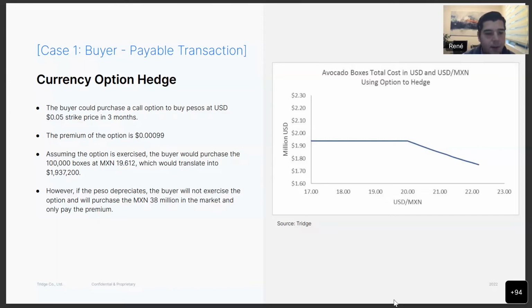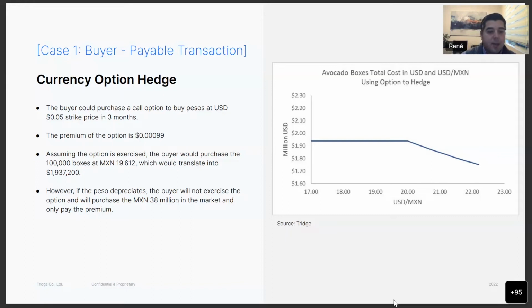Assume our buyer purchases a call option to buy pesos at an exchange rate of $0.05 per peso. This is called the strike price in 3 months. Okay, the cost of getting that right to purchase pesos is $0.0099 per peso. Okay, now in 3 months' time, the buyer will evaluate if he exercises the option or not, or maybe automatically it doesn't exercise if the exchange rate is favorable for the buyer.